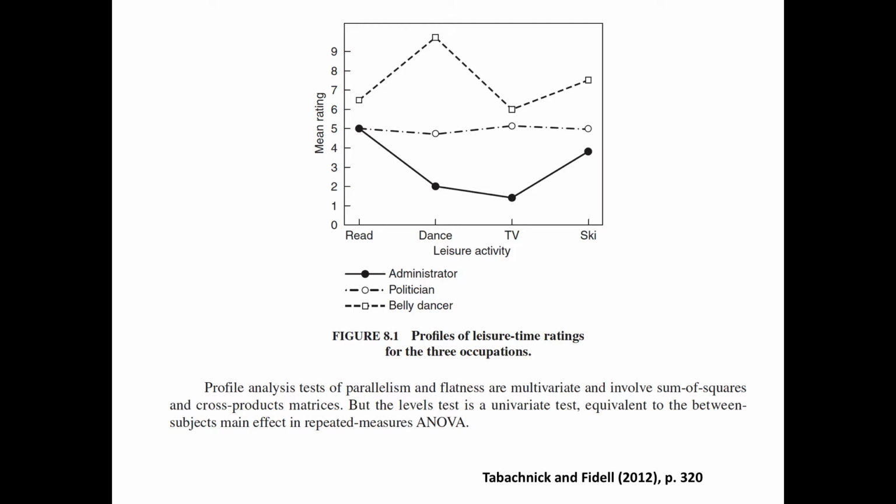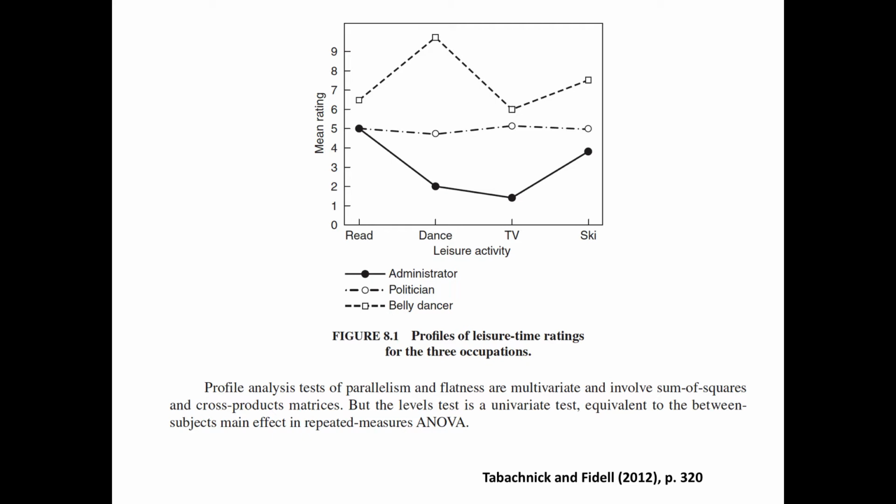So you can see that the profiles are graphed here, and the middle one there is the belly dancer group, and they're sort of in between. They like everything equally, and then the administrators seem to dislike everything, and the politician's the one in the middle. The belly dancers are the ones that seem to like everything, scoring highly, especially on dancing, of course. And then the administrators, like I mentioned before, are the ones that don't like anything and are low down there.